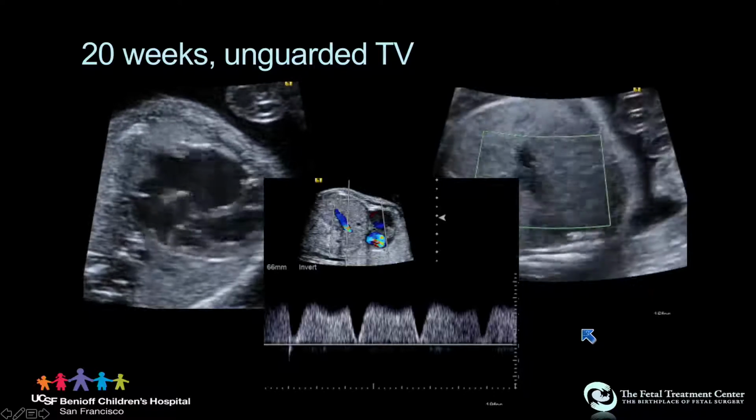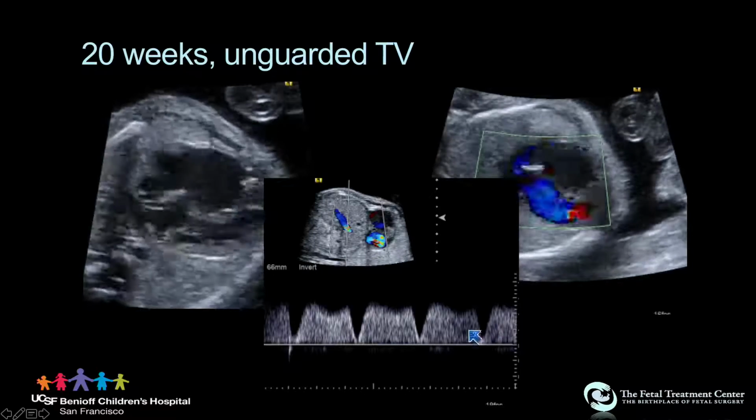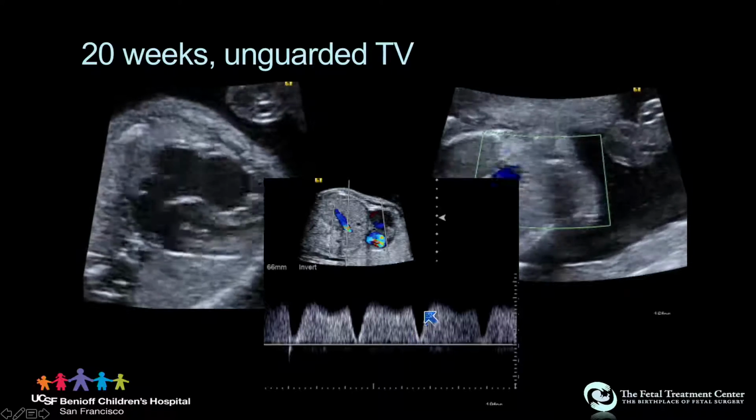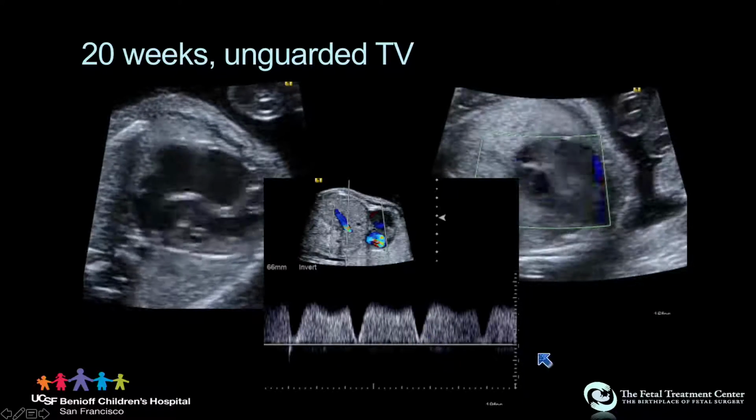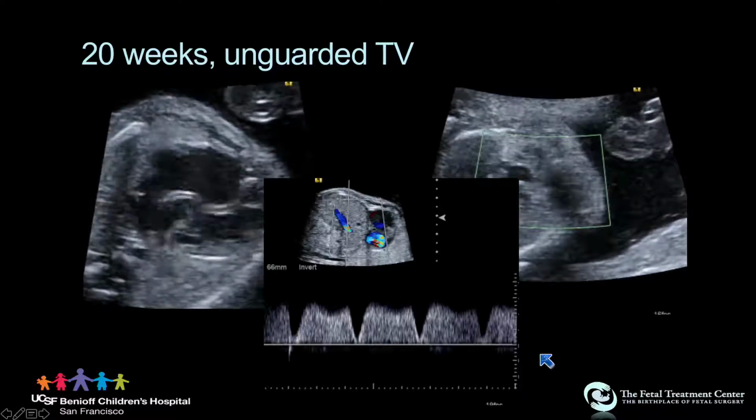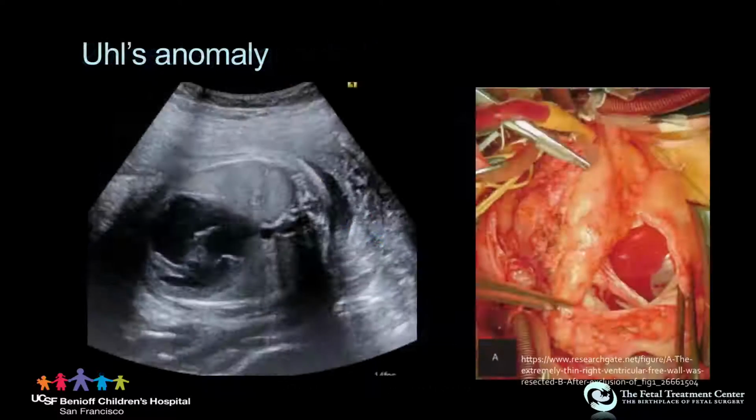Abnormal ductus venosus Dopplers should be taken with a grain of salt here because the low velocity A wave has been shown in patients with right ventricular abnormalities to not necessarily predict poor outcome.